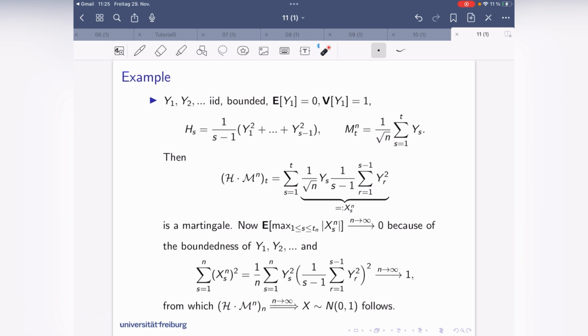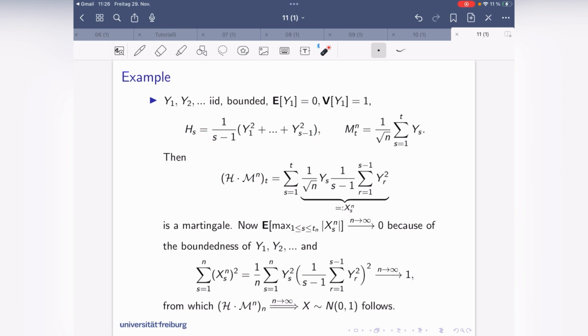So here is an application which we could not deal with before. M, that's something we know. The y's have expectation 0 and variance 1. So this here converges, okay, that here converges with t equals n, and for n goes to infinity, to a normal distribution. But we are not having this. Here we're having a stochastic integral. We're integrating m. The integrand is h, and h is this thing here. And by the law of large numbers, if s is large, that converges to 1, but it is not 1.